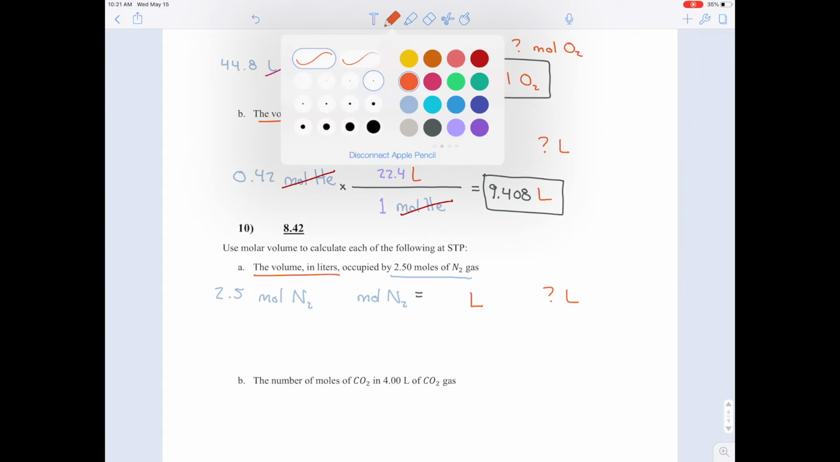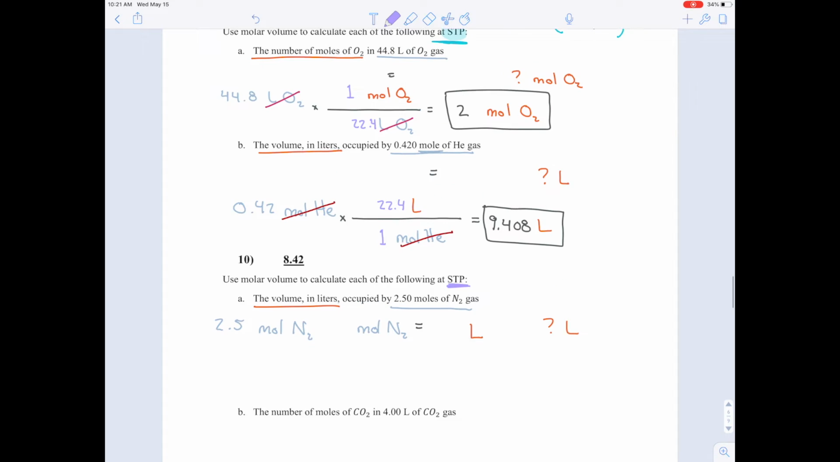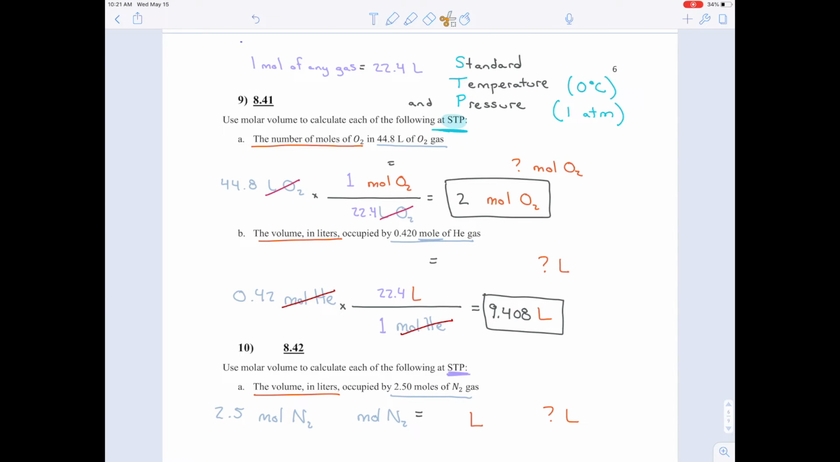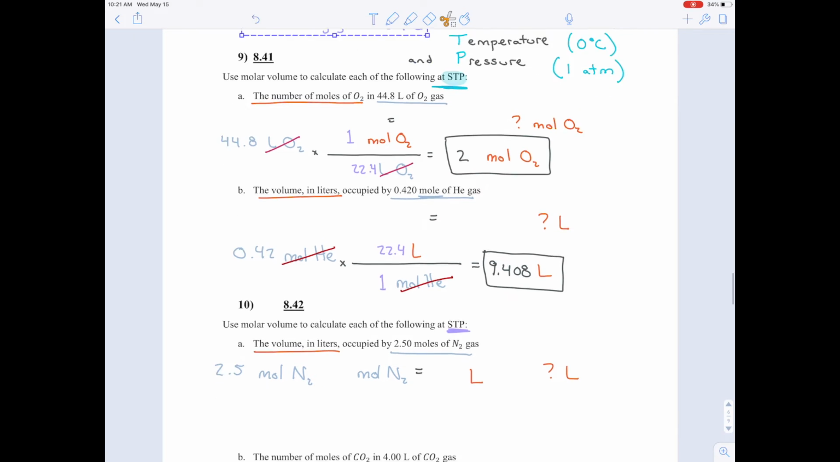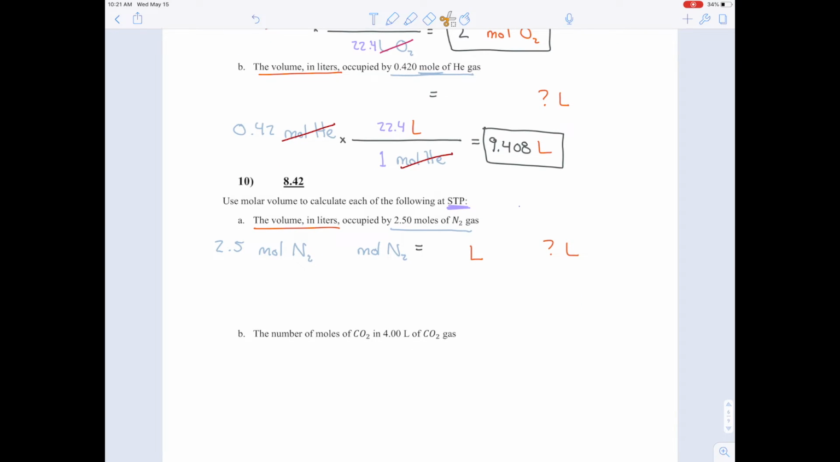Because this is happening at STP, we can take this conversion factor that we saw above, and I'll write it down here again just for reference. We know that because this is happening at STP, 1 mole of nitrogen gas will take up 22.4 liters. That conversion factor can always be used at STP. All right, so now we have our conversion factor. We can take the number they give us.